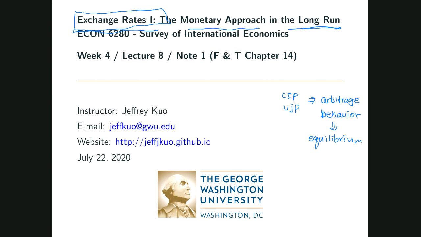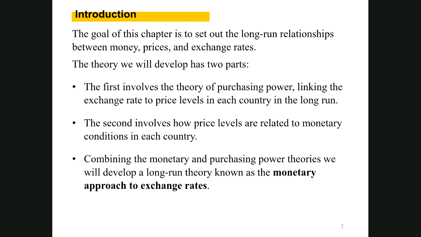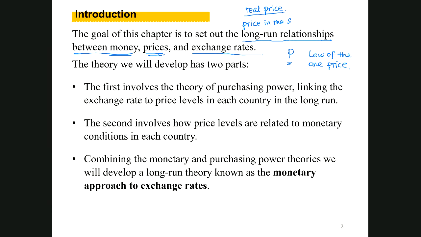Okay? So, the long run relationship between money, okay, price, and exchange rate. So you will see P show up a lot here. So if we only look at one individual good, okay, that's called the law of one price. That means for goods that sell in different countries, their real price, or price in the same currency, ultimately has to be the same. Okay?